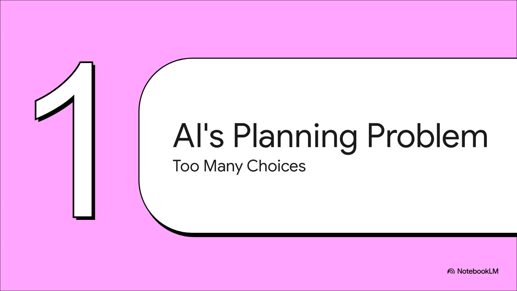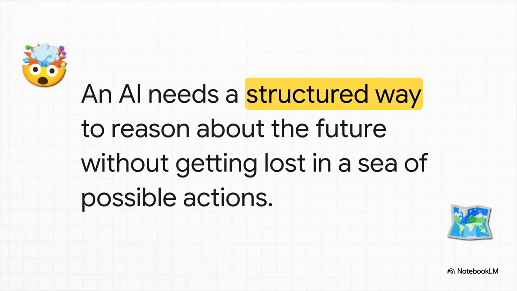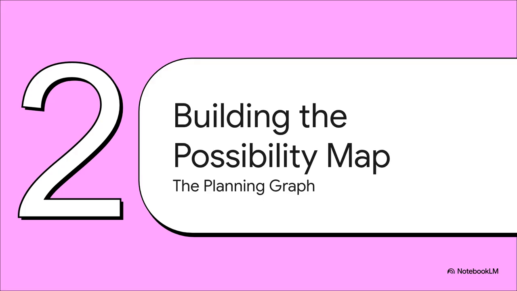All right, let's kick things off with a fundamental challenge. For any AI planner, the world is just a place of overwhelming, almost infinite choice. You see, for any goal you give it, an AI could try a million different things. And without some kind of structured approach, it would get completely stuck in what we call analysis paralysis, just endlessly thinking about all the options instead of actually doing anything. It needs a map. And that map is exactly what a planning graph is. It's the AI's roadmap showing it all the potential ways forward.